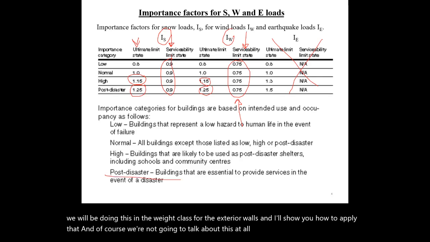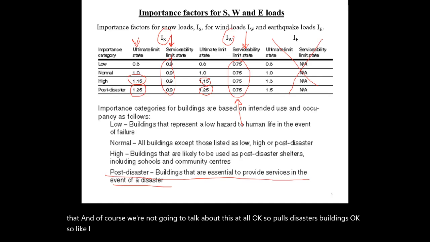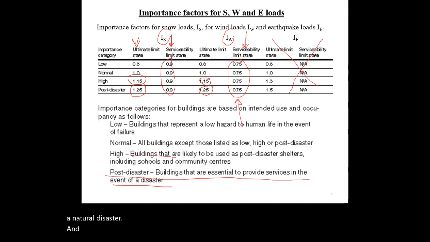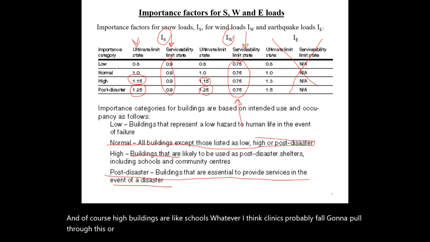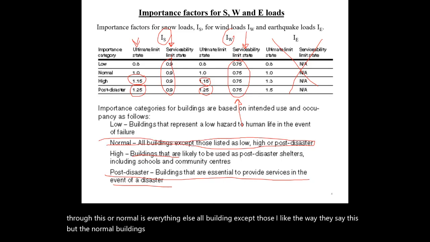Okay, so post-disaster buildings. Like I said, these are fire stations, hospitals, anything that has to stay up after a natural disaster. And high buildings are like schools, clinics, whatever. I think clinics probably fall under post-disaster. Normal is everything else, all buildings except those. I like the way they say this, but the normal buildings, of course, are residential, office buildings, and so on.